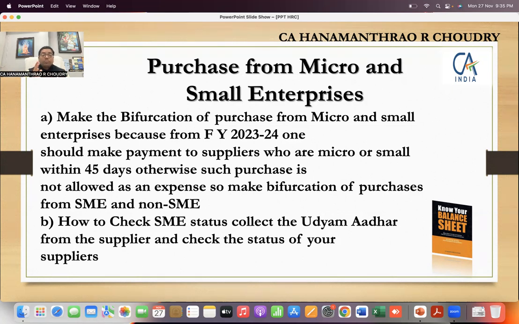So making bifurcations of purchases from MSME and non-MSME is very important, and also making payment within 45 days is very important, friends. You have to check whether the supplier is an SME or not. How can you check? You collect the Udyam Aadhar from the supplier and check the status. It is very simple. You have to collect the Udyam Aadhar from your suppliers and make the bifurcations in accounting for MSME suppliers and non-MSME suppliers.